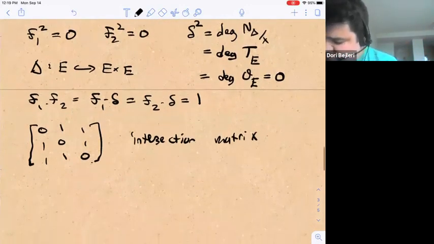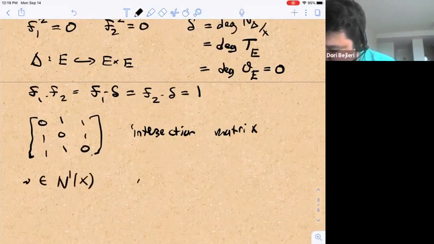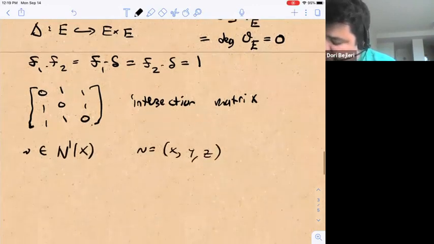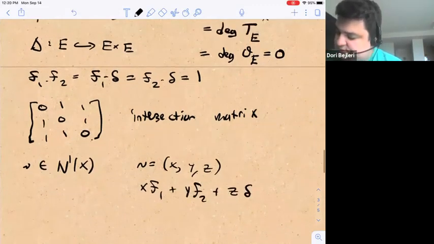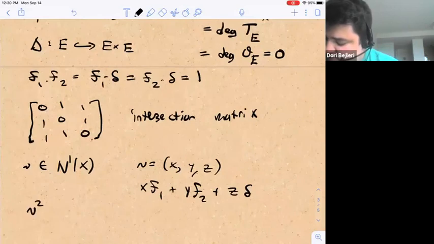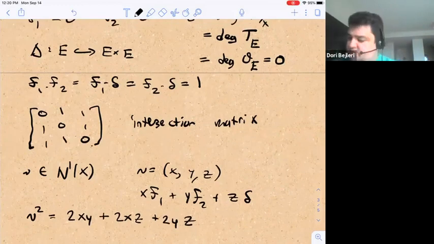If we identify things in this basis, then we can identify a vector in N1(X) with a triple, where this is xf1 plus yf2 plus z delta. And so if we use this intersection pairing, we can compute what v squared is. In particular, v squared will be 2xy plus 2xz plus 2yz. And now we're ready to compute the cone of curves here.